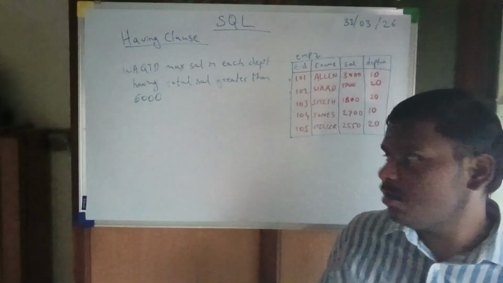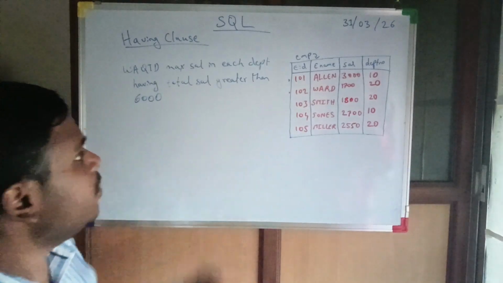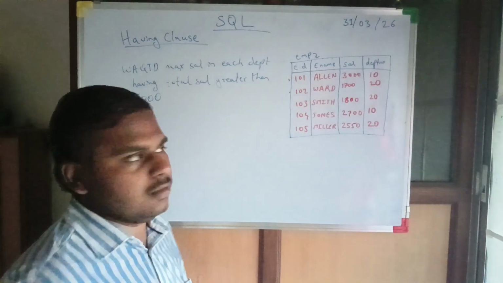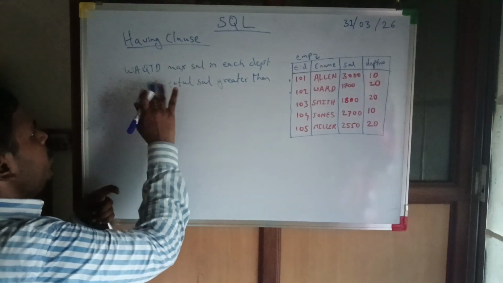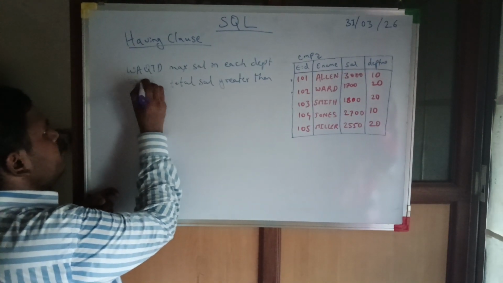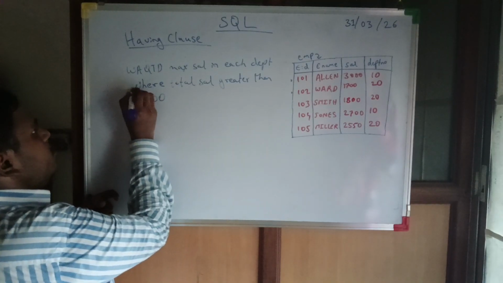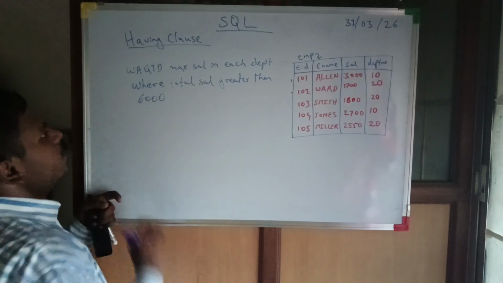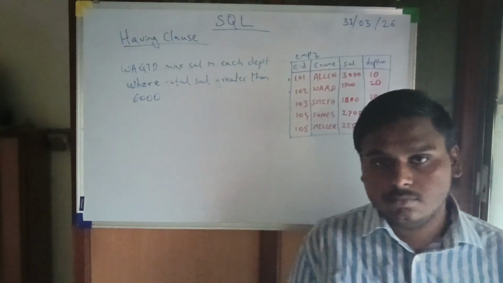Sir, what is the meaning of this? The meaning of the question is, I want to display the maximum salary in each department. Having, leave it. Instead of having, I can add where the total salary is greater than 6,000.